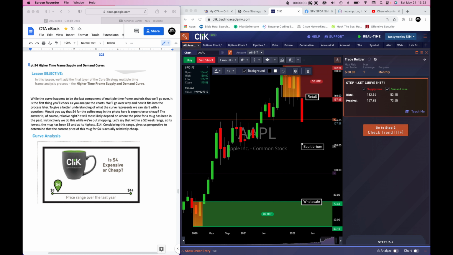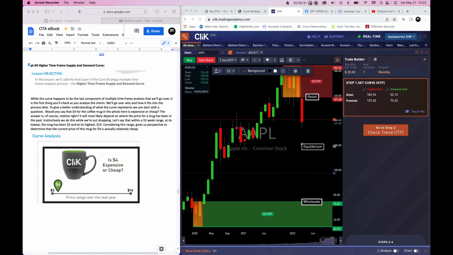In this lesson, we'll add the final layer of the core strategy multiple time frame analysis process, which is the higher time frame supply and demand curve. While the curve happens to be the last component of multiple time frame analysis that we'll go over, it is the first thing you'll check as you analyze the charts.